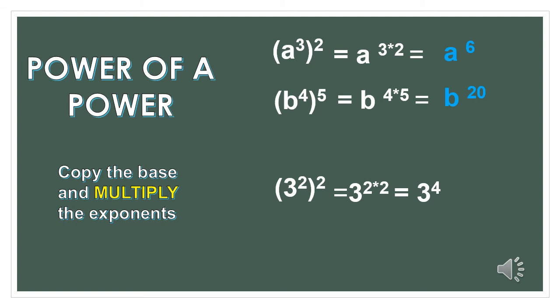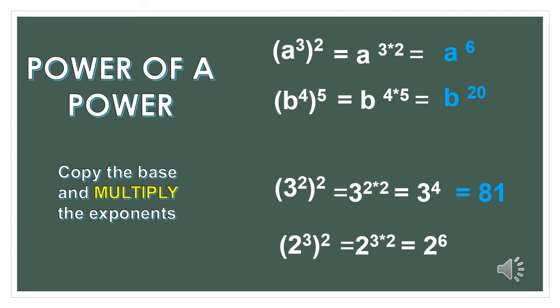So we're going to multiply the base by itself 4 times. So 3 times 3 times 3 times 3. Then it is equal to 81. Okay, another one. We have quantity 2 cubed raised to the 2nd power. So we're going to copy the base and multiply the exponents. So 2 raised to 3 times 2, that is equivalent to 2 raised to the 6th power.